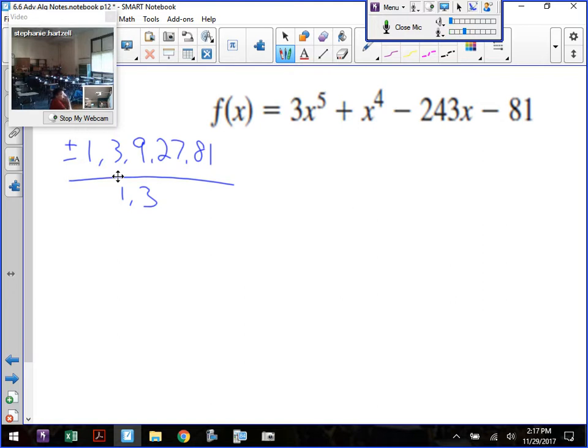Now, this question isn't specifically asking me to list all of my possible zeros. That was different. That was the beginning of 6-6, where you actually had to write all the fractions. Here I'm using them. Okay? It's a little bit different. I don't have to worry about crossing things out because I know 3 over 3 is 1. I know that 9 over 3 is 3, things like that.